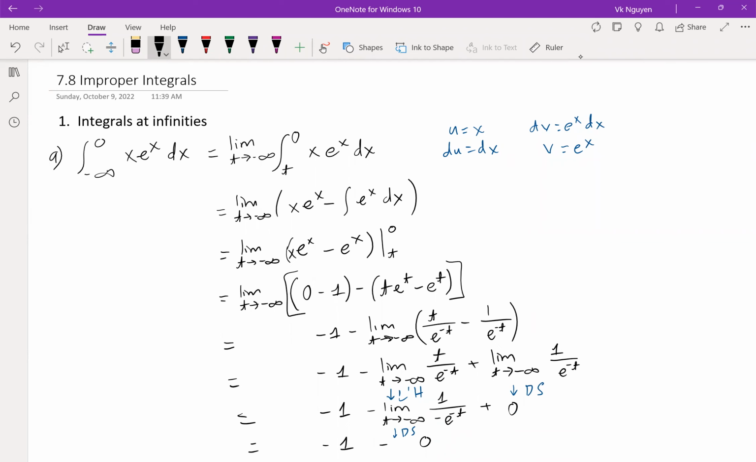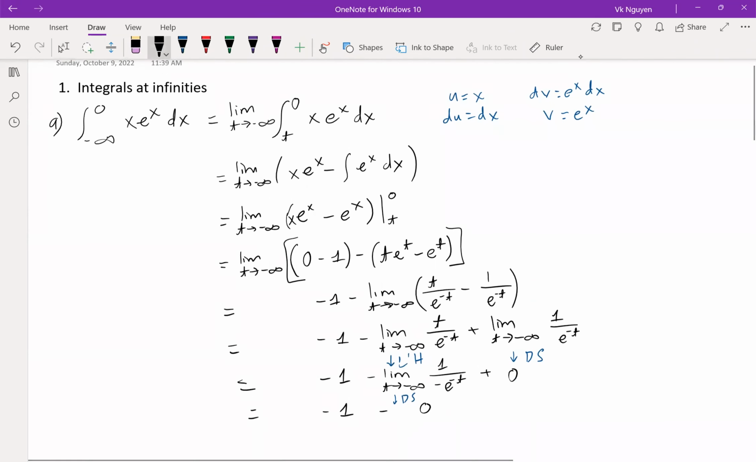And hence, the limit is negative 1, which is the value of the improper integral.